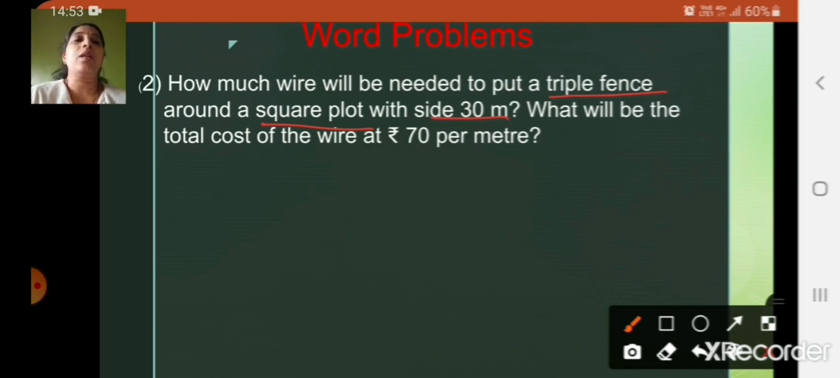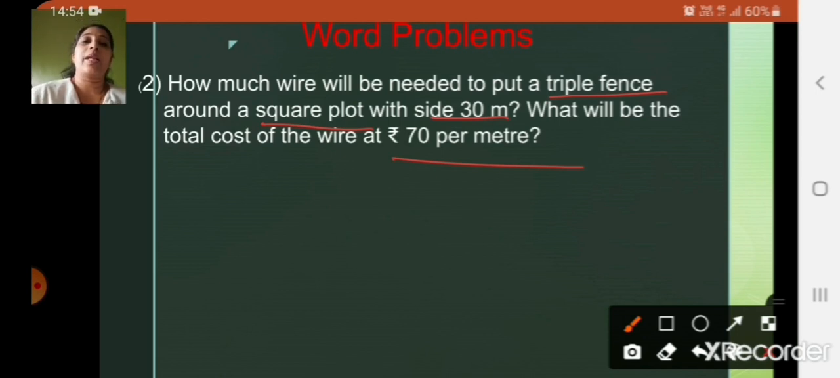What is given in the third part? What will be the total cost of the wire at rupees 70 per meter? Now we have found out how much wire is required. Now we have to find out what is the total cost, right? So we got how much answer, children? 120 into 3, we got 360, right? So 360 into 70 when we calculate it, we will get the total cost of the wire, right?